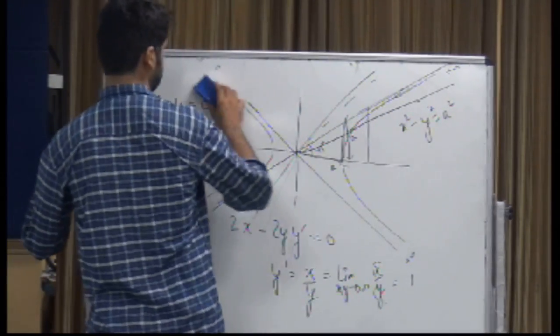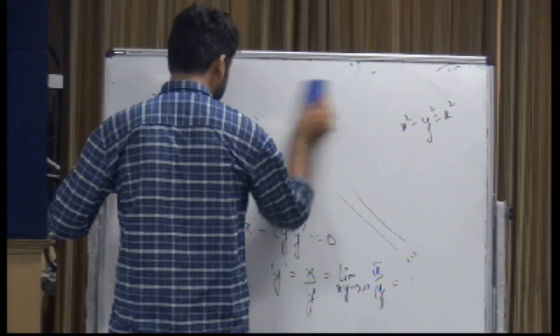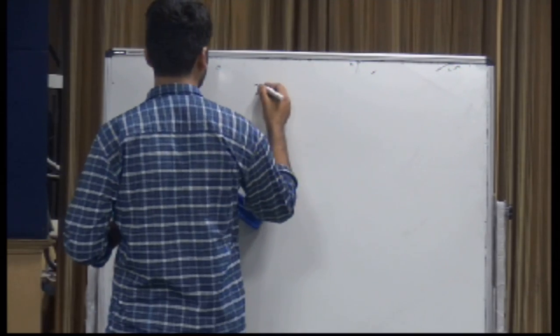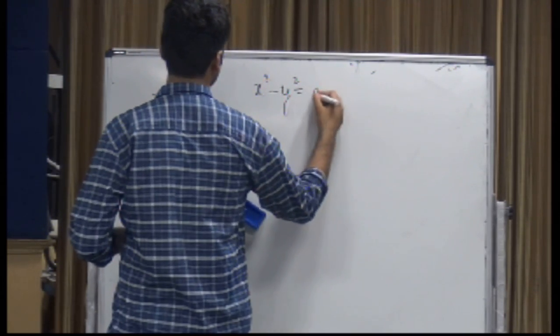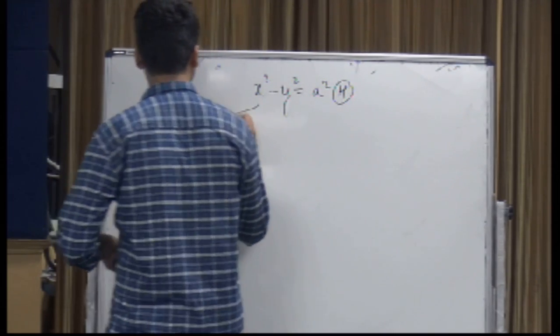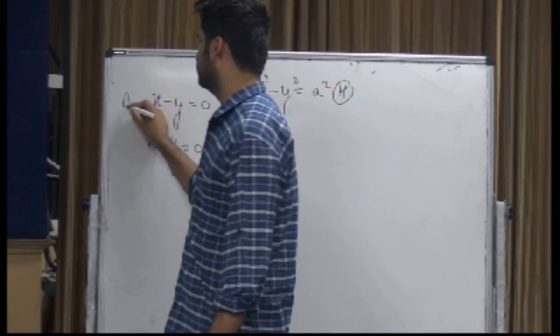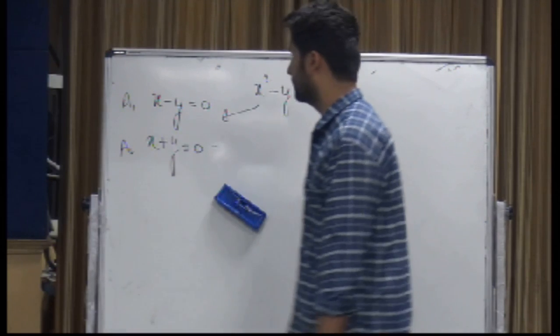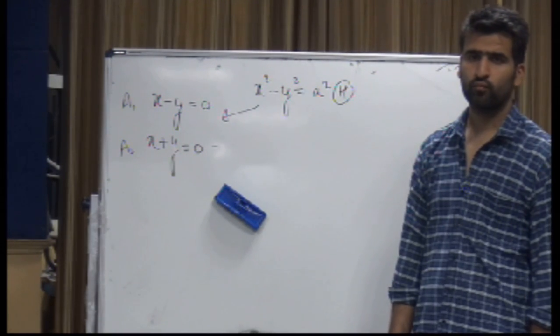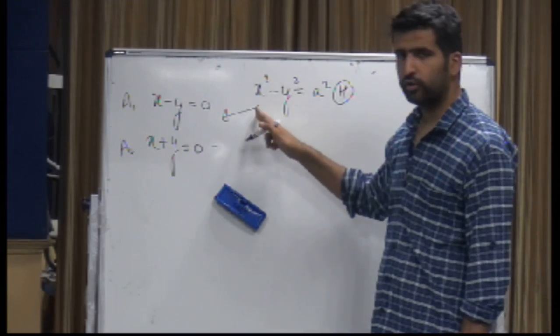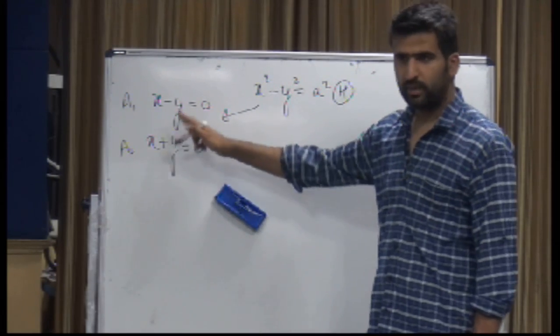Now see, can you see any resemblance here? When you have the hyperbola x square minus y square is equal to a square, these are the two asymptotes. Is there anything in common? This is asymptote 1, asymptote 2. This is a multiplication, right? How do you get x square minus y square? By multiplying these two, right?